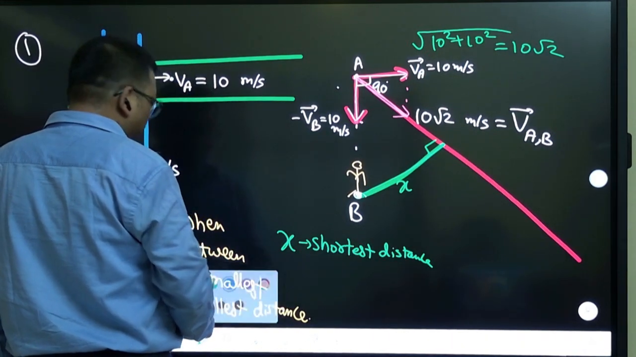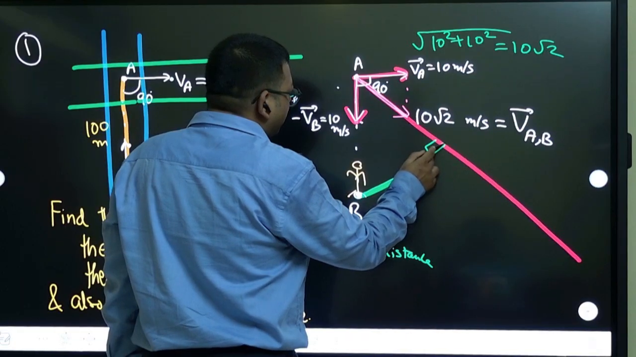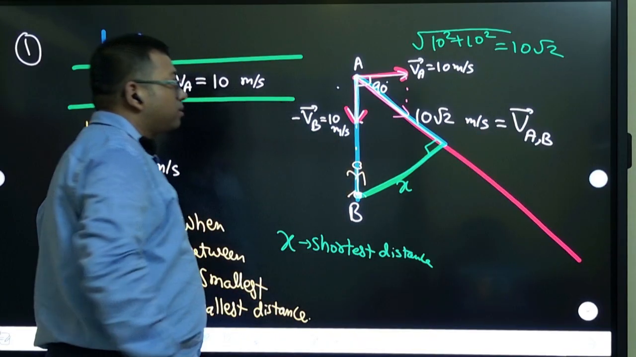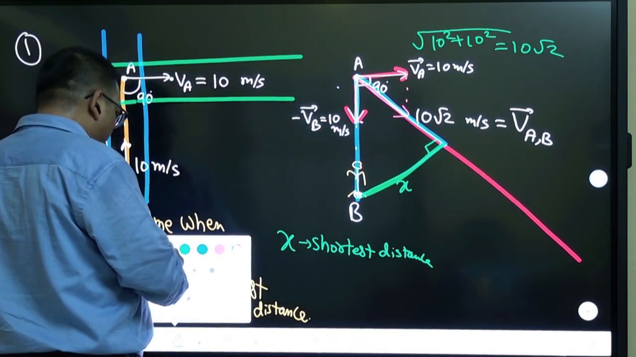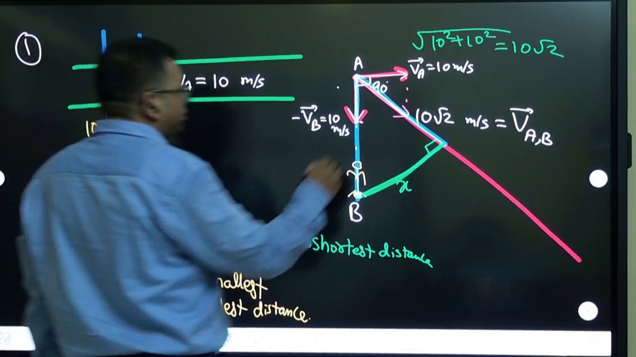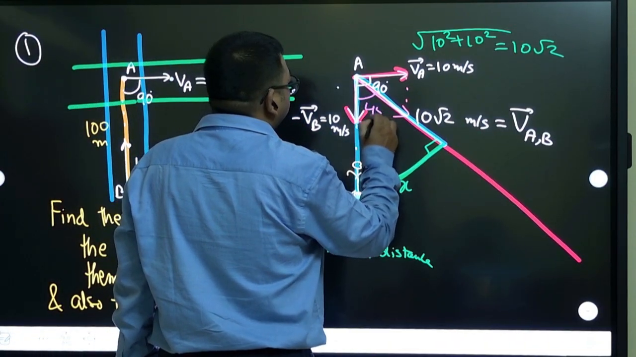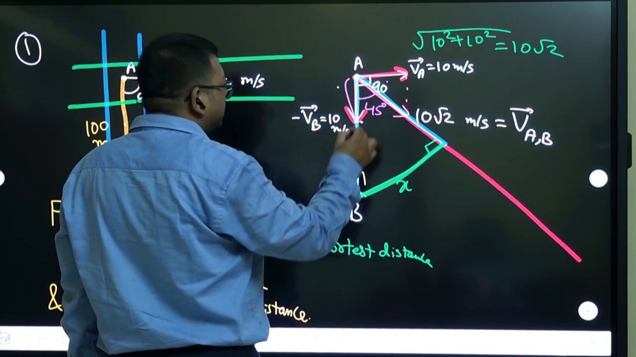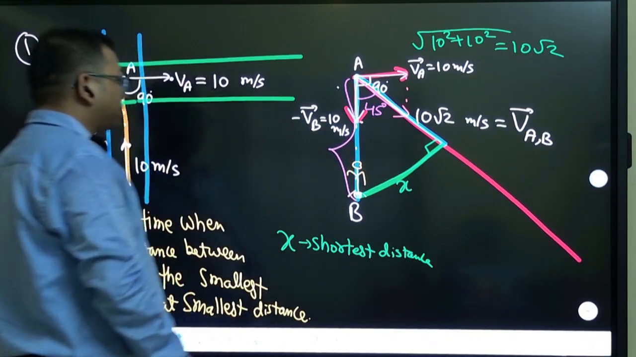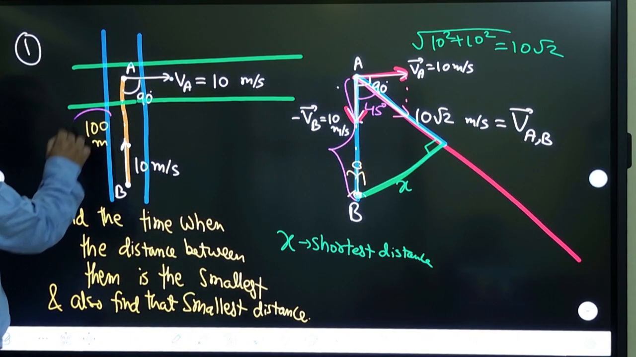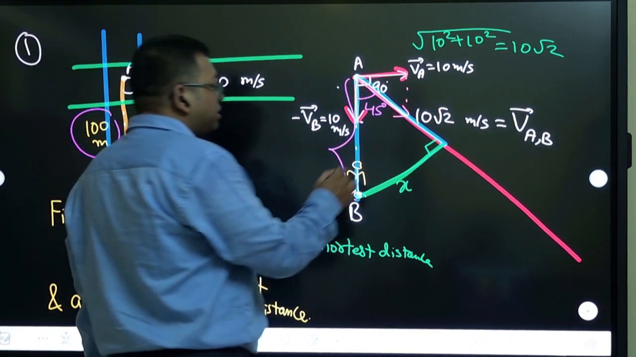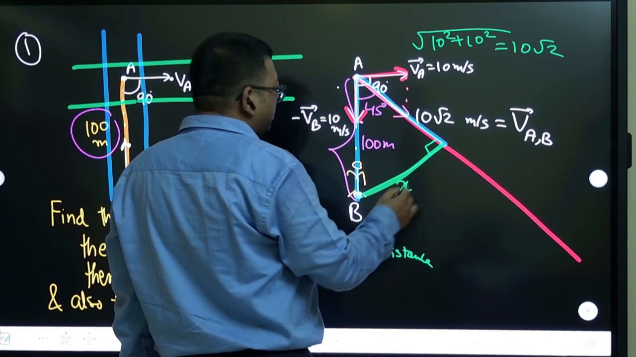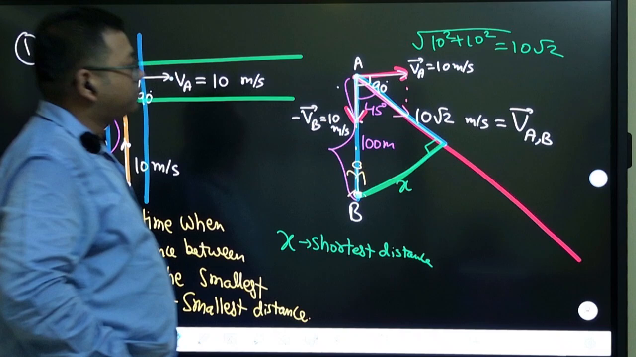Now tell me, can I take a triangle? Yes, this angle will be 45 degrees, right? This angle will be 45 degrees. And tell me, do you know this distance? This distance was how much? In the question it was given, 100 meter. Yes. So this is 100 meter and this is 45 degrees. How much will be x?